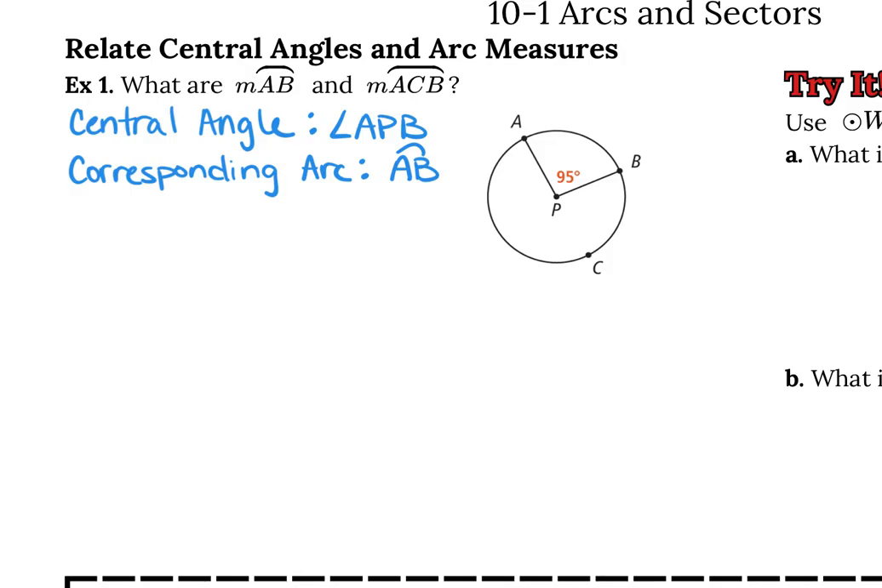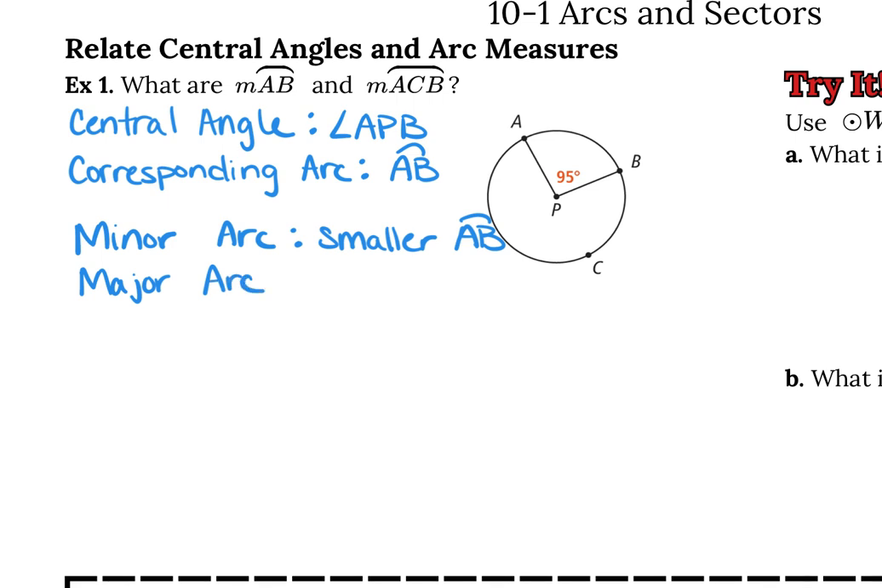Next, we'll look at our minor arc. The minor arc is the smaller arc, so the smaller AB arc is our minor arc. Then our major arc is next. Our major arc, that's the larger arc. And that's going to be the entire outside arc here. And we would name that arc ACB.